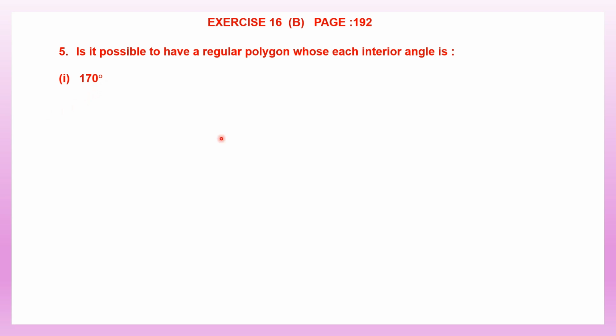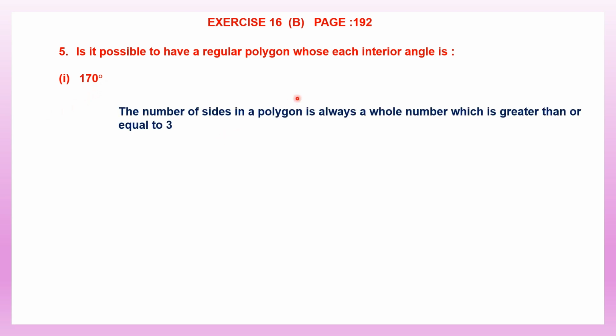Now a few things you have to remember. One is the number of sides in a polygon is always a whole number. Remember that you cannot have a polygon which has 2.5 sides or 5.5 sides. It should always be a whole number, 2 or 3 or 4 or 5, and it should be greater than or equal to 3. 3 is the minimum number of sides of a polygon.